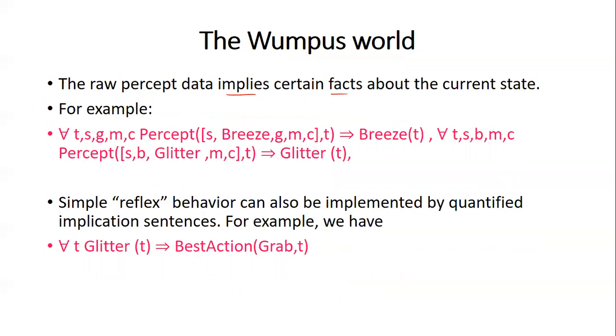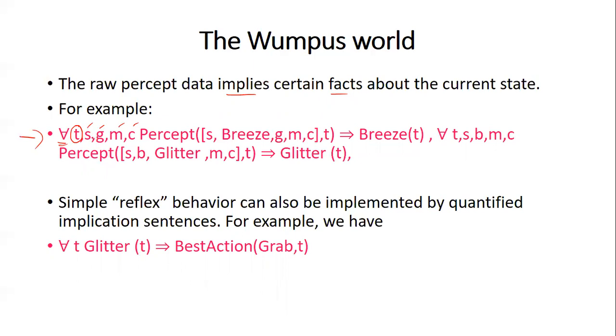Similarly, the raw percept data implies certain facts about the current state. So from the perception, the agent can derive some facts. Here are some examples. Assume that at a given point of time, this is the percept the agent is perceiving: for all t, at time t, S, G, M, C.